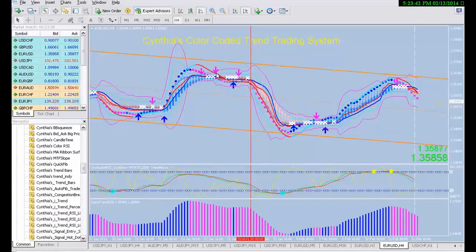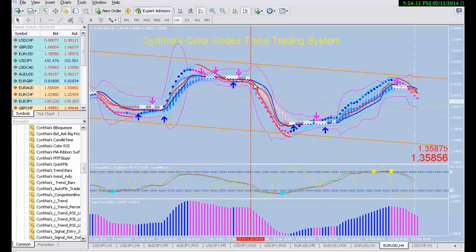Then you go into a resting consolidation phase, and then right in here I dropped in a red vertical line to show you a good entry point here to go short. Down here the trend slope has turned from red to blue, and the non-lag dots have turned from pink to blue, and you have some white X's, so we're going into a resting phase again.